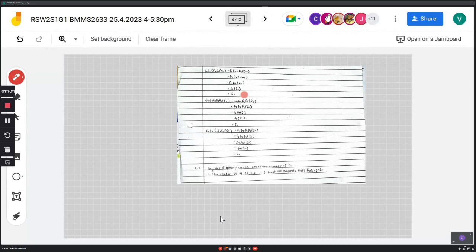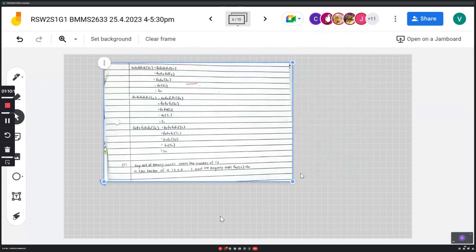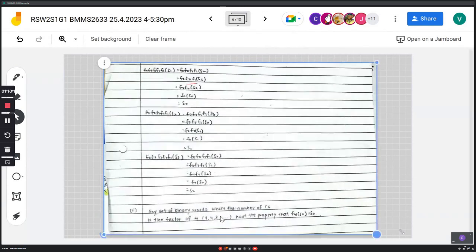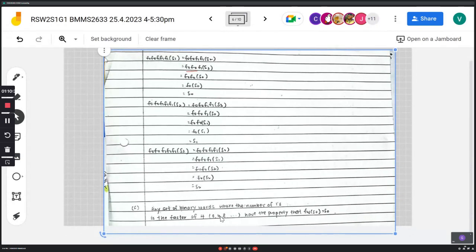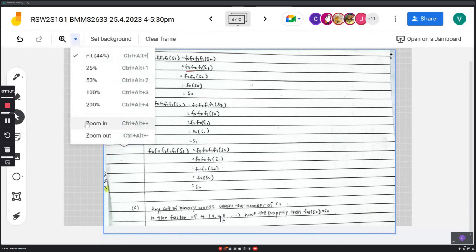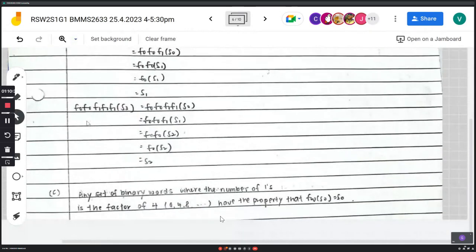And this one is part C, right? Part C, they ask you to describe the set of binary words. This one, how do you describe? Is it done by Jia Yi? Jia Yi?